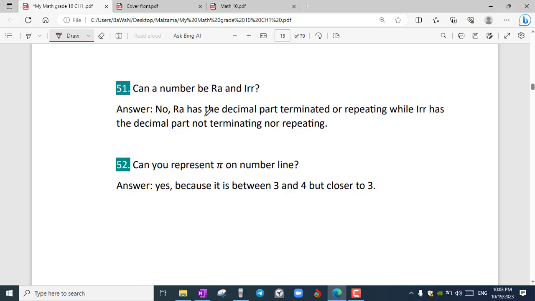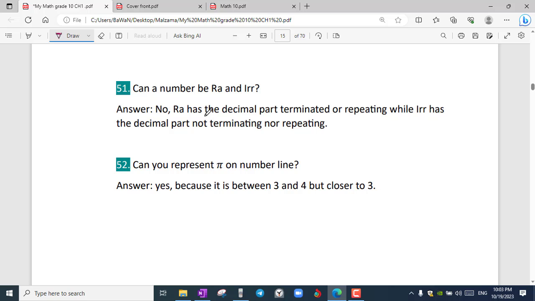Can a number be rational and irrational? The answer is no, because a number cannot be rational and irrational at the same time. This means a number cannot be fraction and not fraction at the same time. So it's not true. The answer is no.